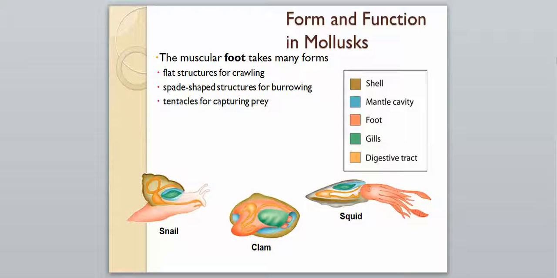So the first form they could take is a flat structure for crawling. So you can see that it's pink, and the pink part here is the snail. And they also have spade-shaped structures for burrowing. So the clams have kind of a spade shape right here, and they use that to burrow down in the sand and the silt and things like that. And the last one is that their foot can actually take the form of tentacles for capturing prey. So if you look here at our squid, our pink area are these tentacles, and that's just their foot that has taken on many forms within this group. So that's a very big defining characteristic of this group, their foot.